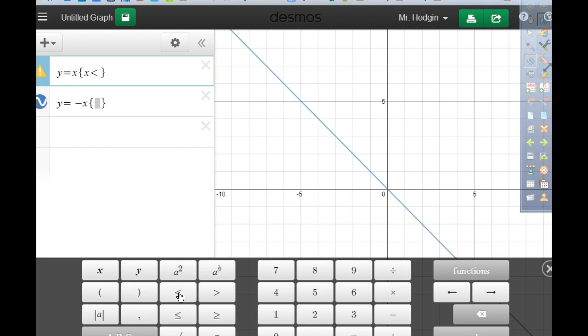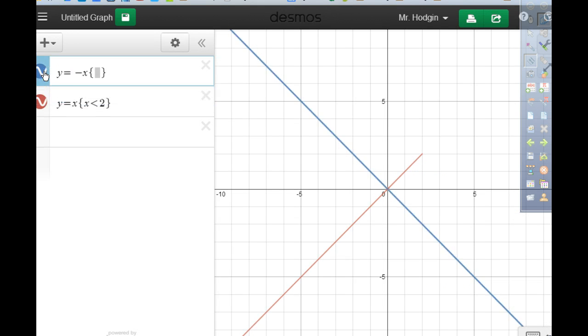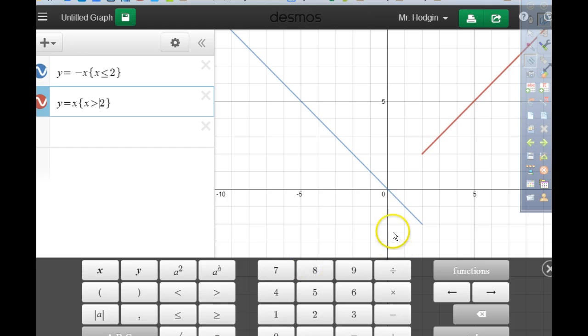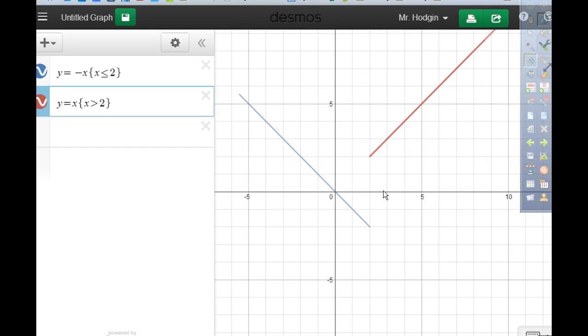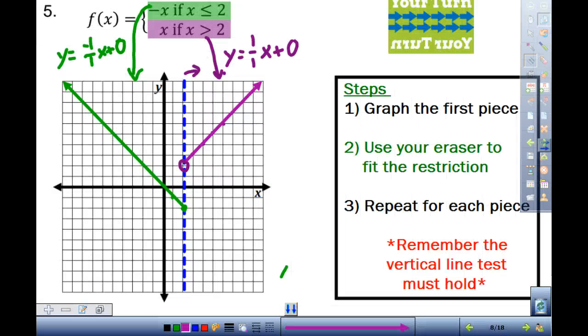Okay, this has to be x less than 2. Is that what it was? Oh, negative x is on top. That's fine. This one, x less than or equal to 2. And this one's greater. Right. And of course, if what you graphed matches, then you're on the right track.